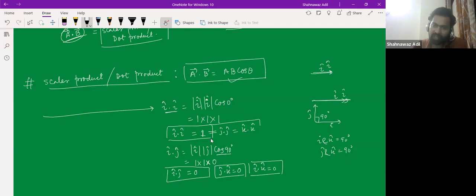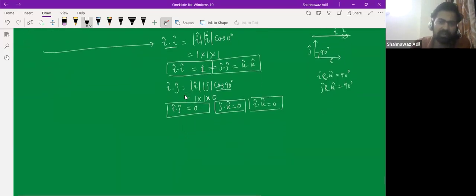So I have to remember that whenever I take the dot product with itself, right? I dot I, J dot J, K dot K, only those will survive, right?